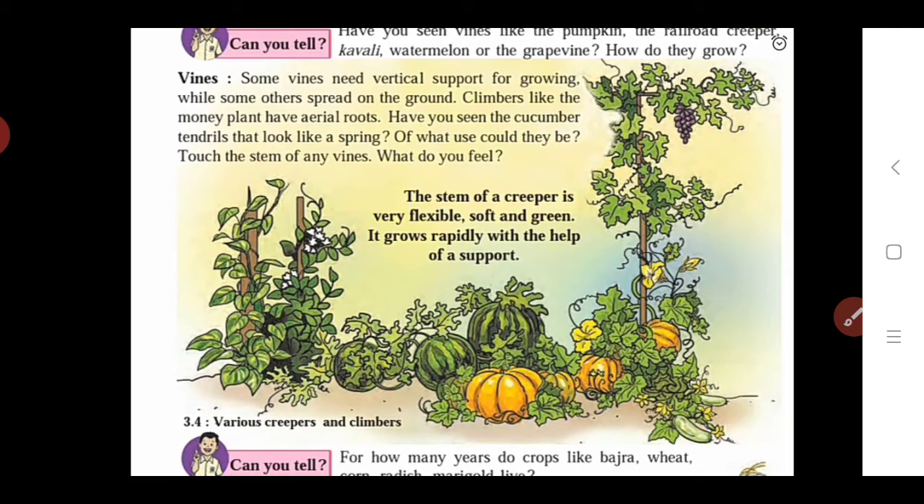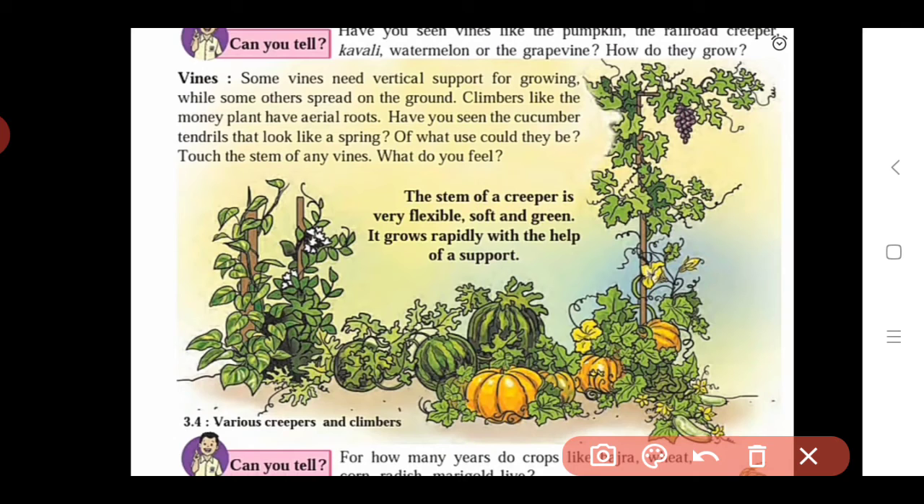Next we see the next type, that is the vines. Here they give us a question: can you tell, have you seen vines like pumpkin, the railroad creeper, kaveli, watermelon or the grapevine? How do they grow? If you observe all these plants, you should find out how they grow, how they attach to the surface and how they get the support for growing. So here we see the next type of plants, that is the vines.